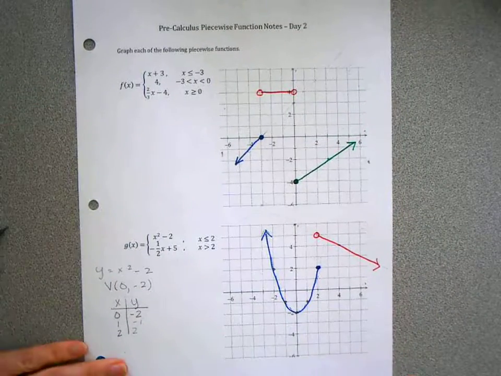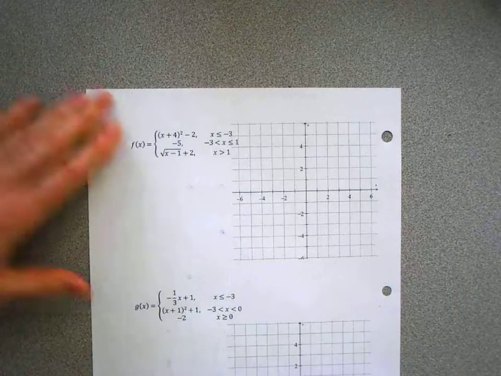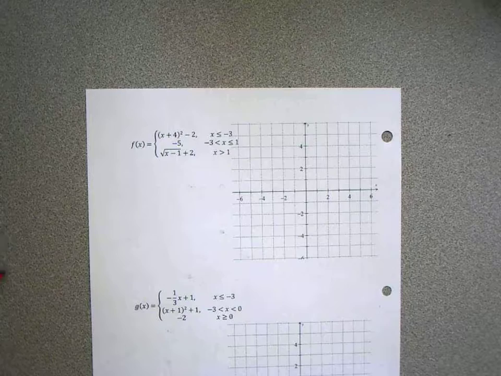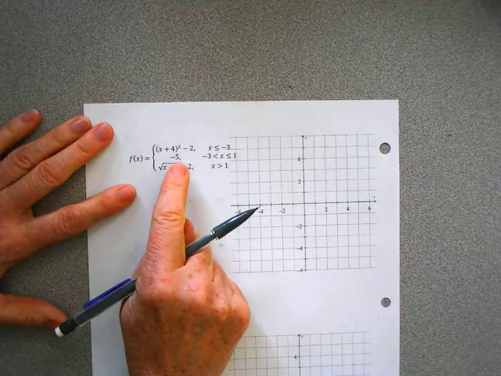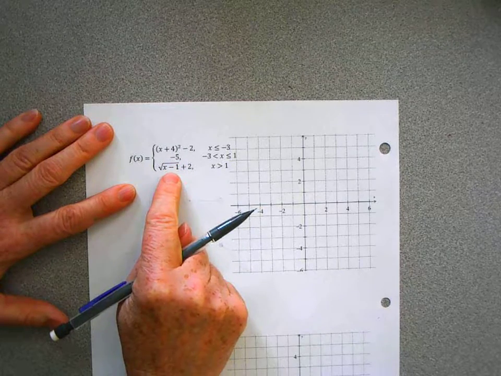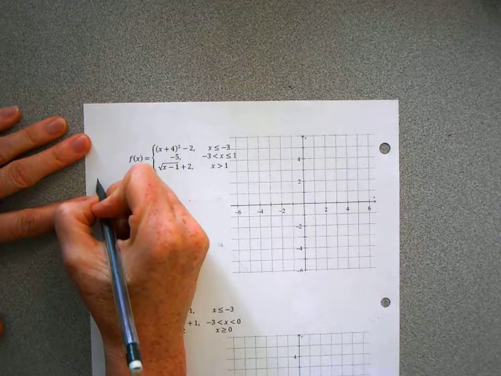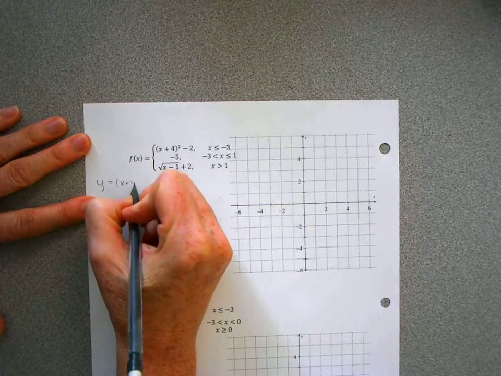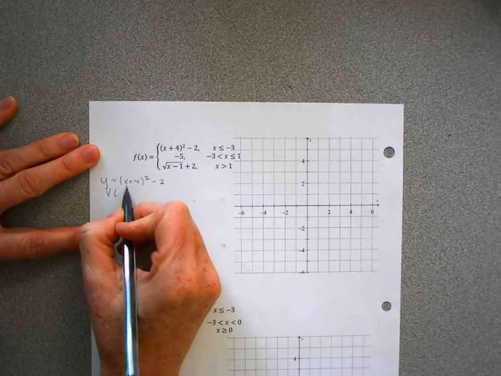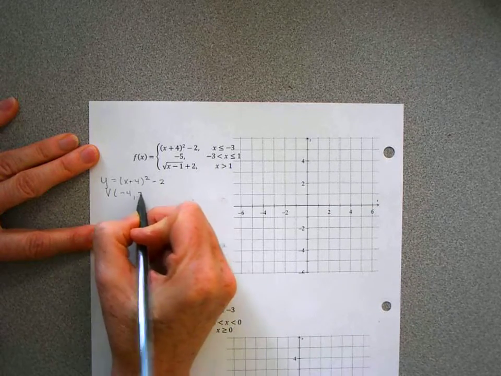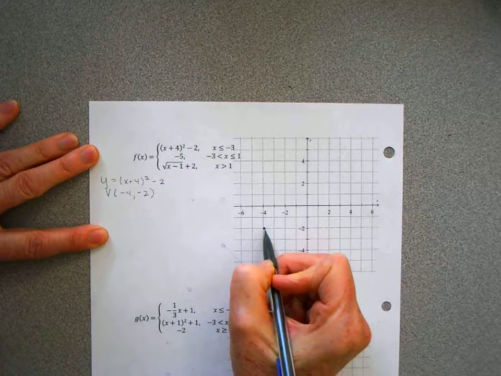Okay? All right, let's do one more. Flip over your page. Now, we have a quadratic and a line, a horizontal line, and a root function. So we're going to have to graph these three and get the pieces we want. So the quadratic. I have y equals (x plus 4) squared minus 2. My vertex is (negative 4, negative 2), from (x minus h) and k. Let's graph that piece. X is negative 4, y is negative 2.